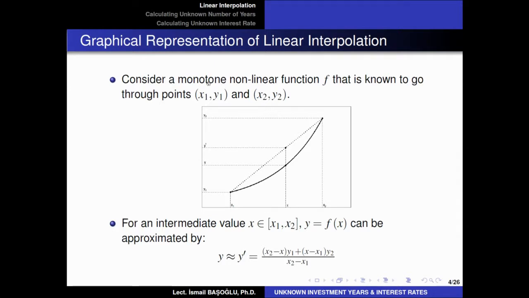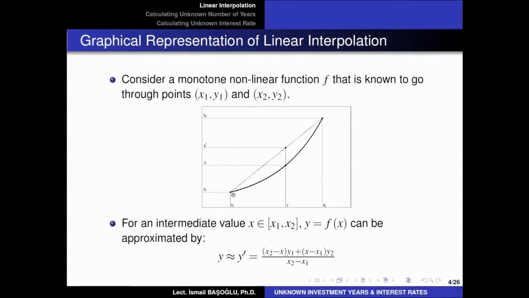So monotone means what? A monotone function is either always increasing or always decreasing. Actually, we should say it is non-decreasing or non-increasing. But in our cases, with the compound amount factors, we see either always increasing or always decreasing values, right?